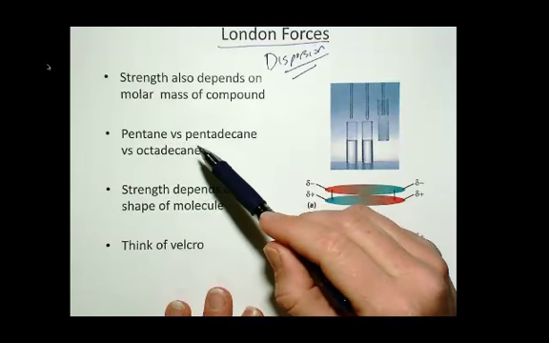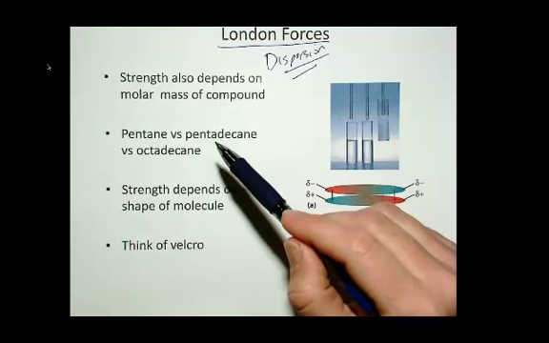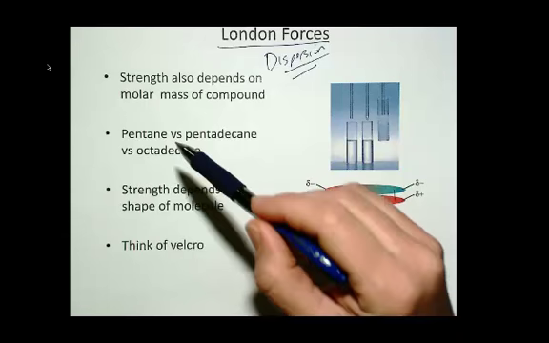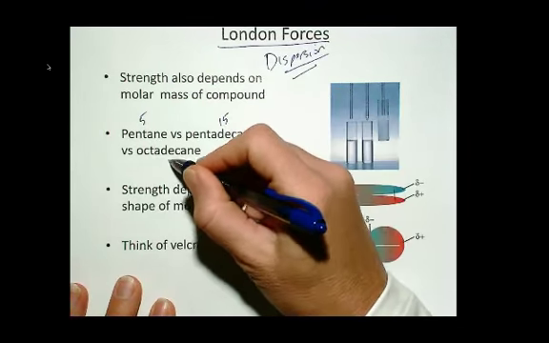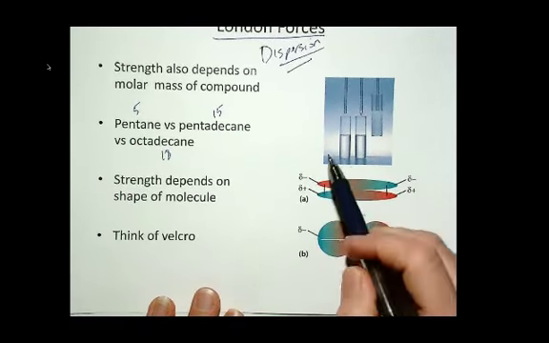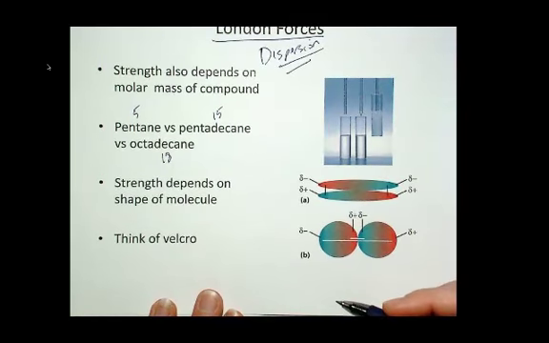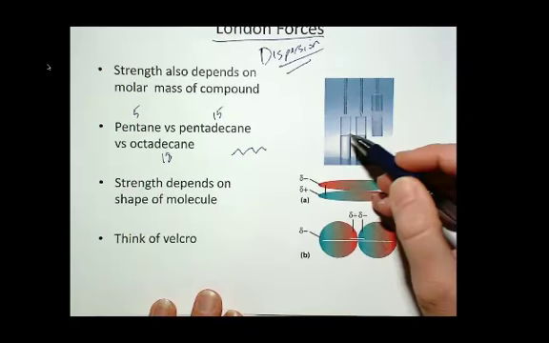You can tell by looking at the differences in these three molecules: pentane versus pentadecane versus octadecane. Pentane would be 5 carbons, pentadecane would be 15 carbons, and octadecane would be 18 carbons in a hydrocarbon. And that's what's pictured here. None of them are polar. They're all nonpolar. The only difference is how many carbons they have, and therefore the extent of the molar mass. The shapes are the same. They're all just long hydrocarbons.